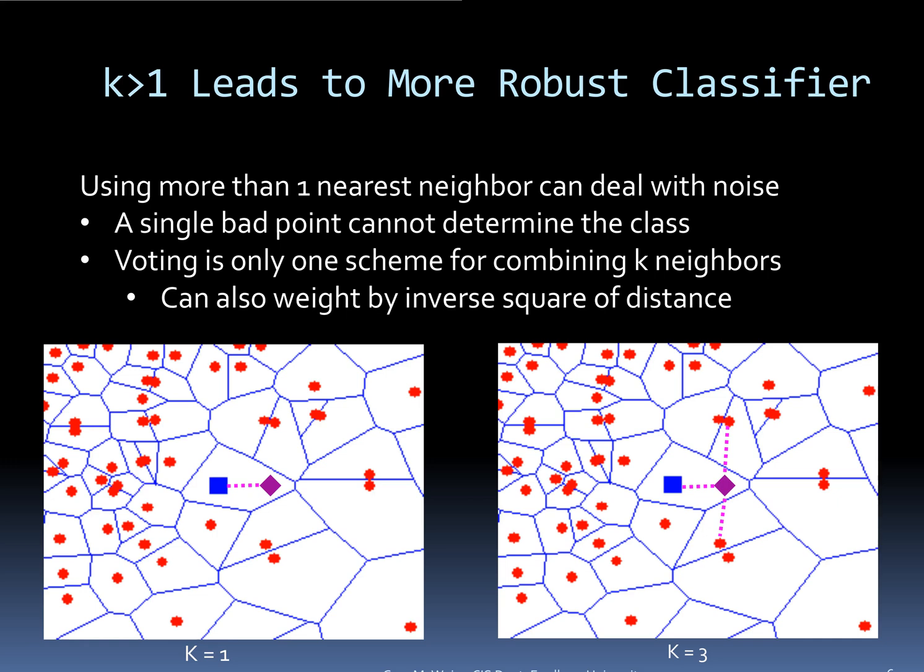With k equals 1, the model becomes less sensitive to noise, meaning a single outlier point won't determine the class. Voting is a common method for combining the decisions of multiple neighbors, but you can enhance this by weighting votes by the inverse square of distance, giving closer neighbors more influence. In the diagrams, k equals 1 uses only the nearest point, while k equals 3 considers multiple neighbors, providing a more balanced classification. This approach improves reliability and accuracy, especially in noisy datasets.